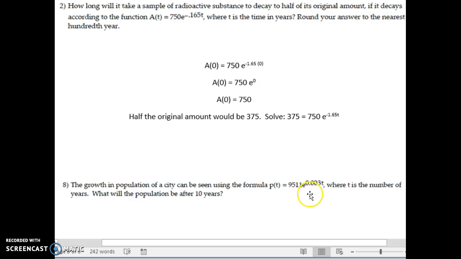8 also uses the number e. It's a little bit different than the ones I just looked at because you don't have to use logarithms. It's just asking us to plug in a 10 for the number of years. So you're going to plug in here a 10 for t and then just evaluate that right side and get your answer.